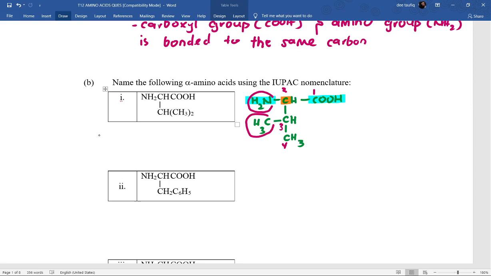So the name will be 2-amino 3-methyl butanoic acid.